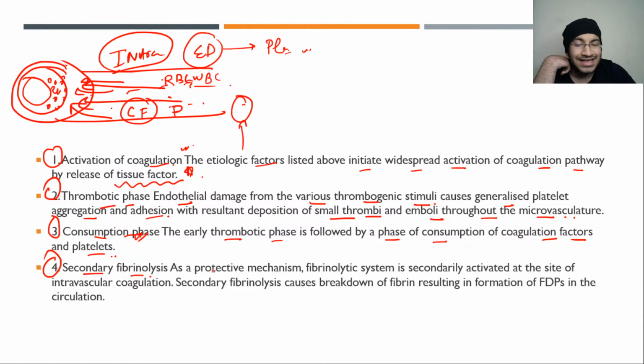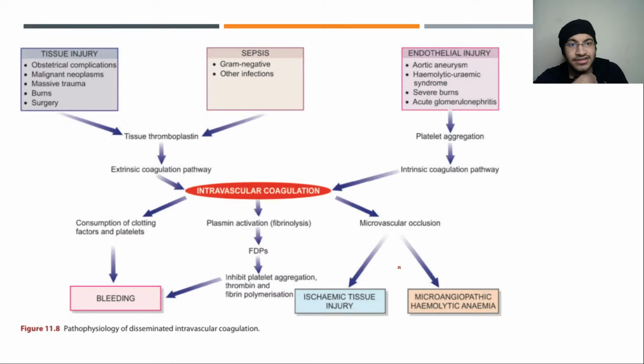Now secondary fibrinolysis as a protective mechanism, you all know after a clot is formed then our body tries to lyse that clot and क्या mechanism start होता है? Fibrinolysis, right? Fibrinolytic system is secondarily activated at a site of intravascular coagulation, and secondary fibrinolysis causes breakdown of the fibrin, resulting in the formation of FDPs in the circulation. So guys, as the protective mechanism, fibrinolysis takes place. Fibrinolytic system is secondarily activated at the site of intravascular coagulation. So the secondary fibrinolysis causes the breakdown of the fibrin and resulting into the formation of the FDPs in the circulation. Right. So let's see.